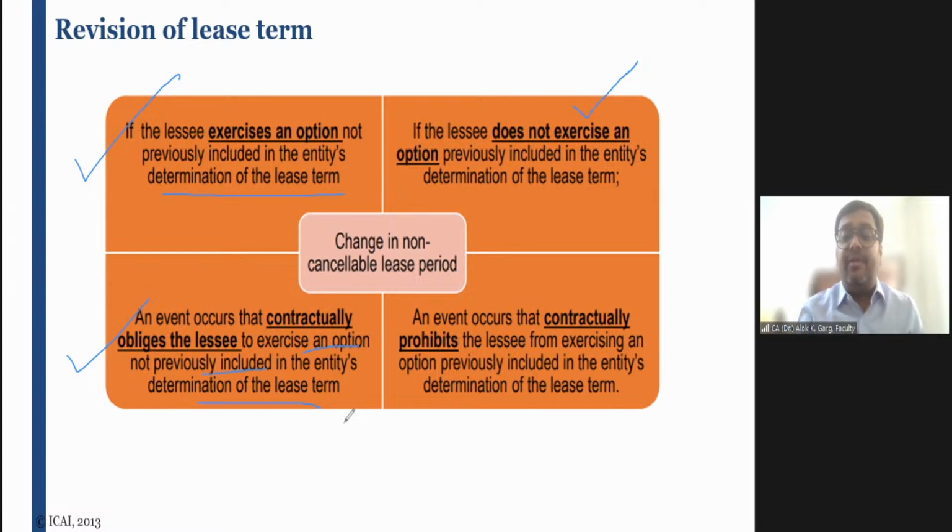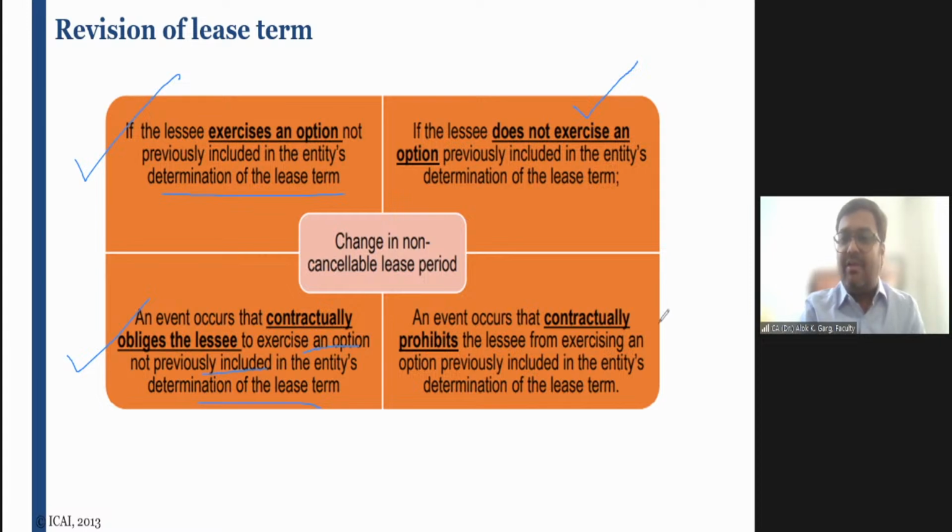a contract with a government company or with the government of India, where there is a requirement in the contract that the lessee's premises, or the supplier premises, should not be changed for the next 10 years. So in this case, the lessee is contractually obliged to continue in this premises, even if he needs to pay the rental extra. So this event obliges the lessee to exercise this option, which was not the case earlier.